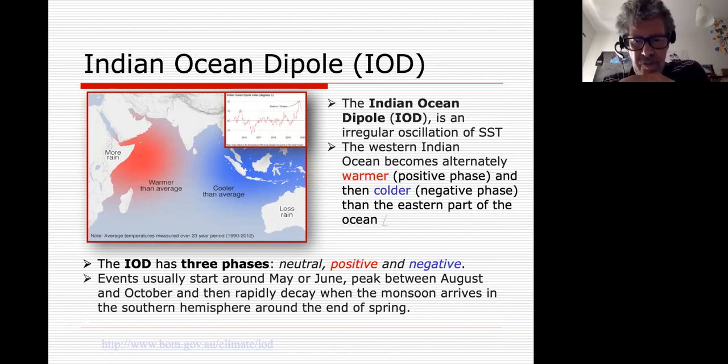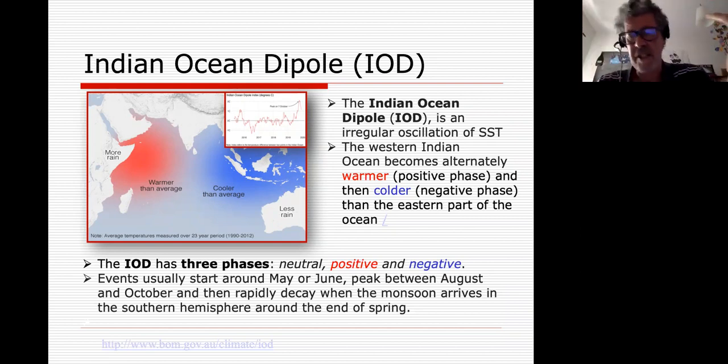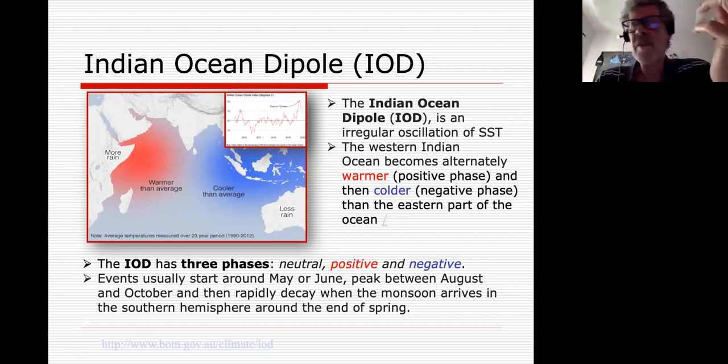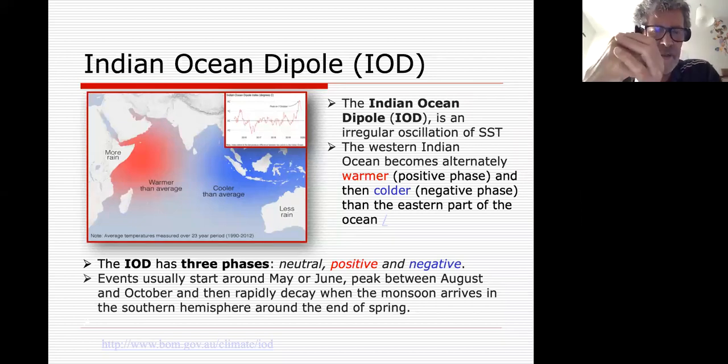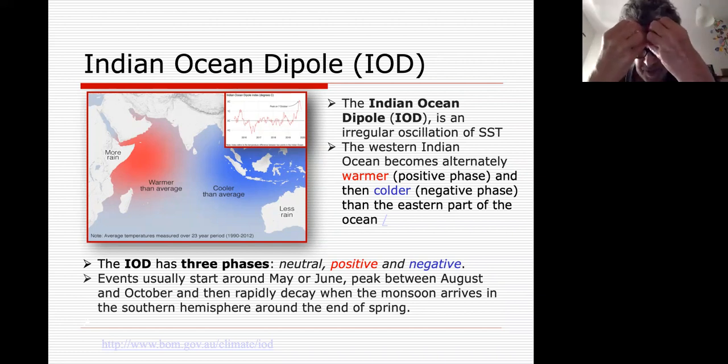Probably Australia is all under the IOD influence. There is also an intermediate phase, the neutral one, in which the two water pools at the eastern and western side of the basin are more or less in equilibrium, or very similar to the standard one, so no anomalies are found. But we are more interested in looking at the extremes because they do exert influence on circulation and on the atmosphere.